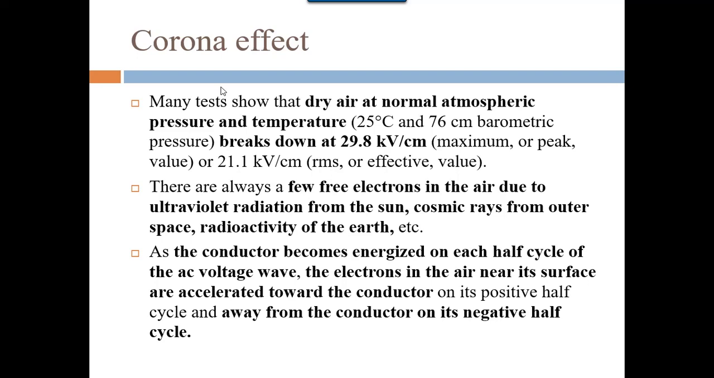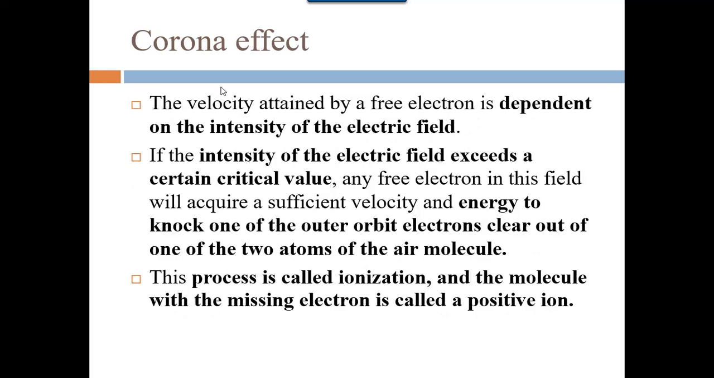There are always a few free electrons in the air due to ultraviolet radiation from the sun, cosmic rays from outer space, and radioactivity of the earth. As the conductor becomes energized, on each half cycle of the AC voltage wave, the electrons in the air near its surroundings are accelerated toward the conductor. When there is a positive half cycle, the electrons move toward the conductor, and when there is a negative half cycle, the electrons move away from the conductor. So this process is called ionization.